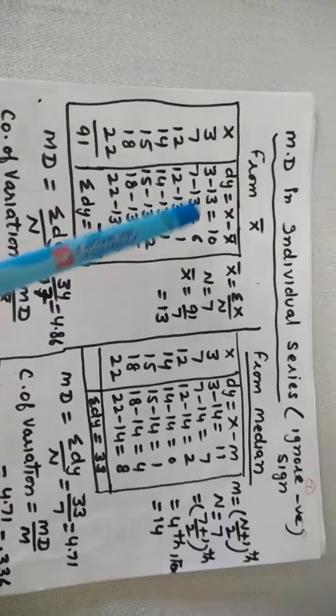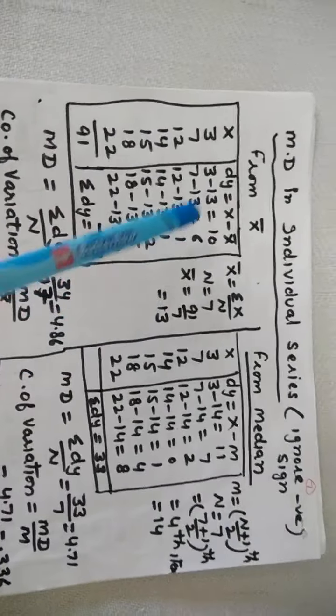Coefficient of mean deviation is mean deviation divided by mean, 0.374. When we calculate mean deviation from median, first calculate median, that is size of n plus 1 over 2th item.